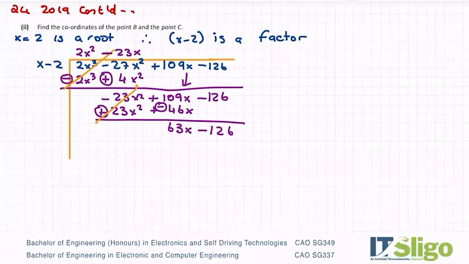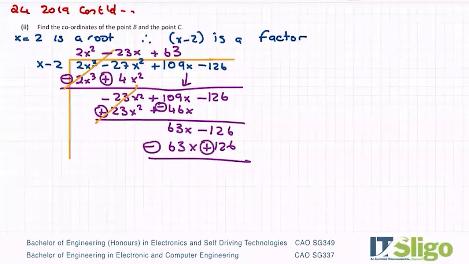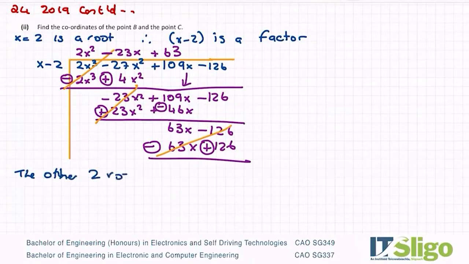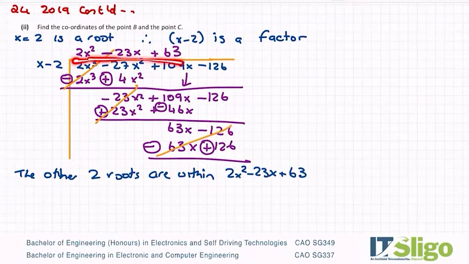So x into 63x goes 63 times. Multiply that by both terms on the outside. So 63 by x, 63x, 63 by minus 2, minus 126. Minus plus, change the sign, they cancel. Okay, so the other two roots are within 2x squared minus 23x plus 63. In other words, the quadratic that we just found up there.